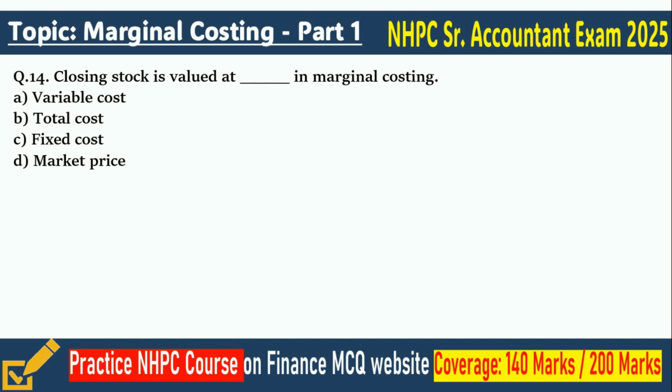Closing stock is valued at dash in marginal costing. Option A, variable cost. Option B, total cost. Option C, fixed cost. Option D, market price. So, what is the correct answer? Friends, it is option A.